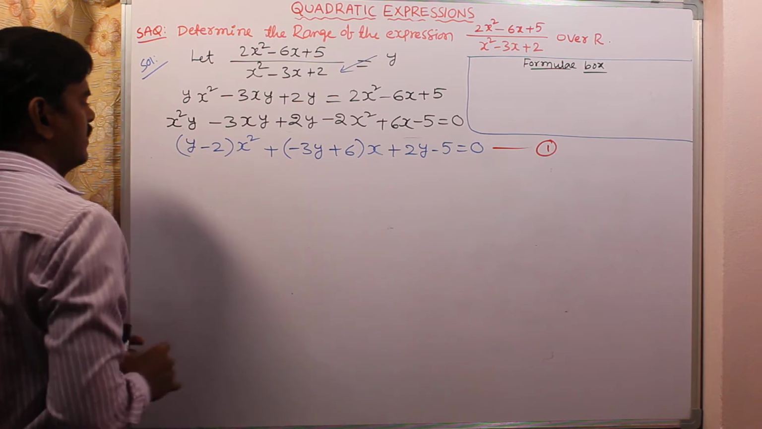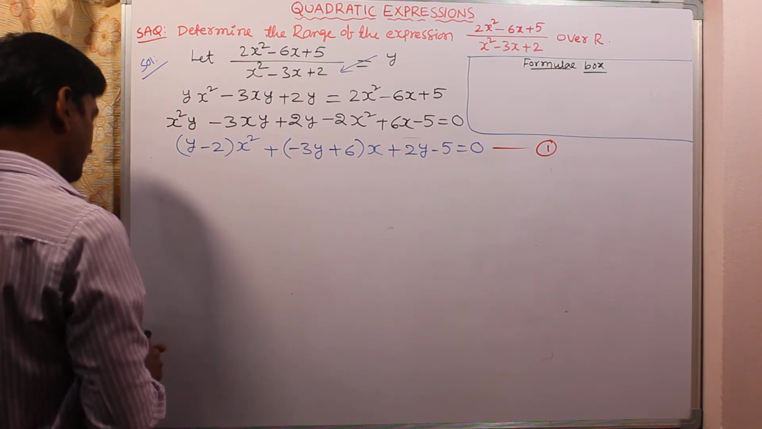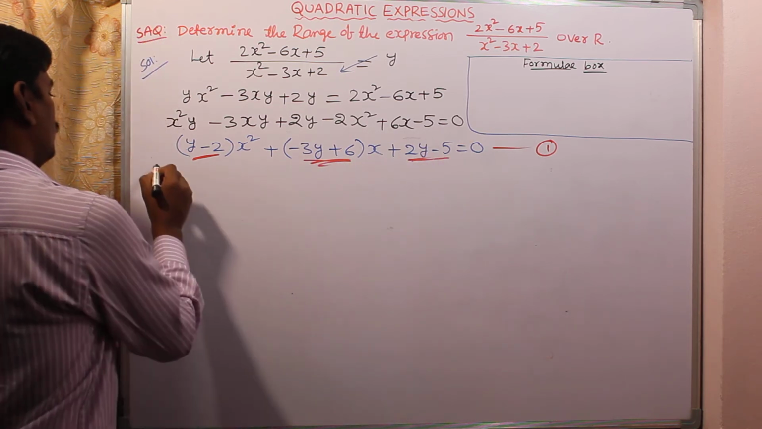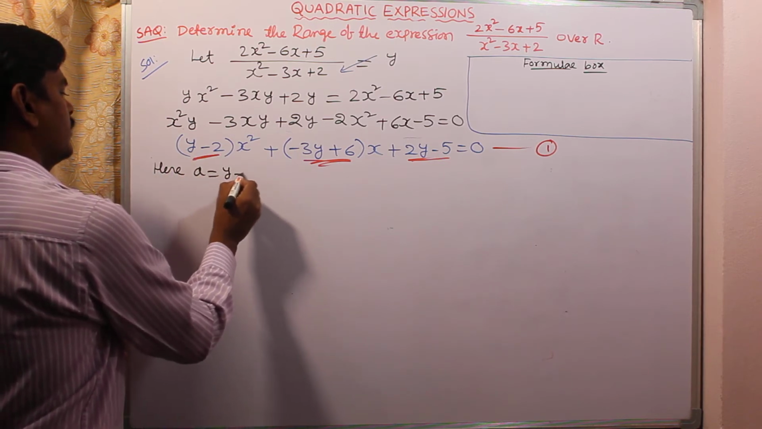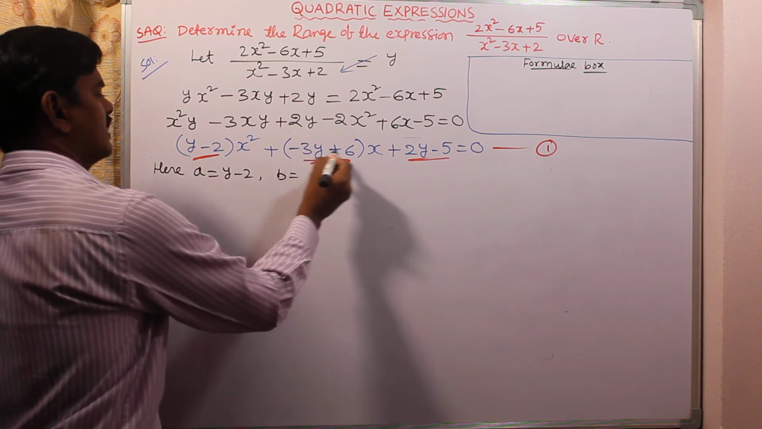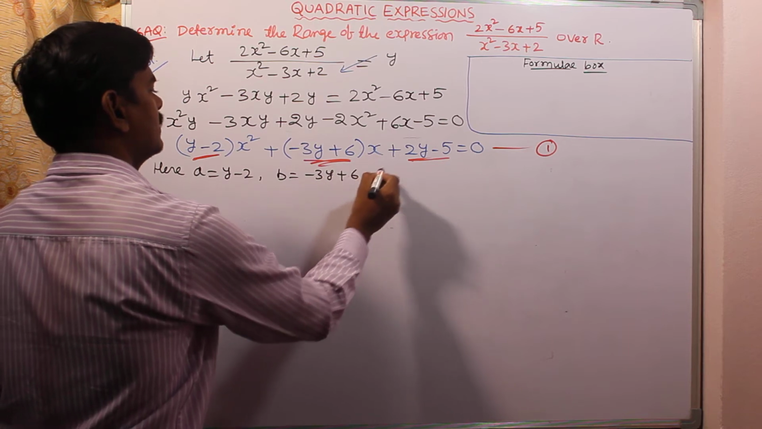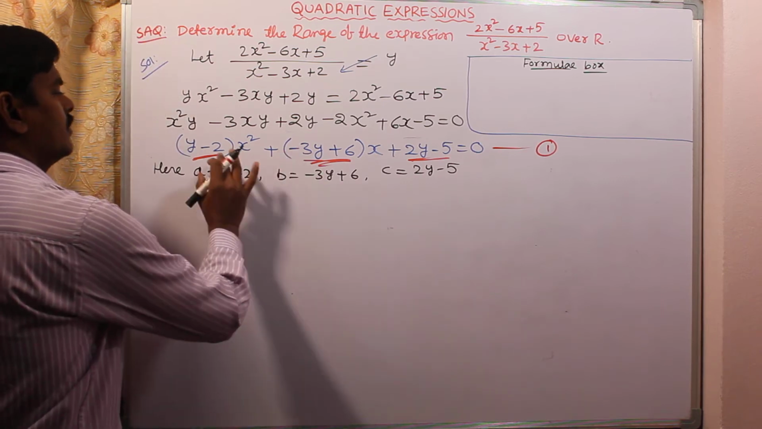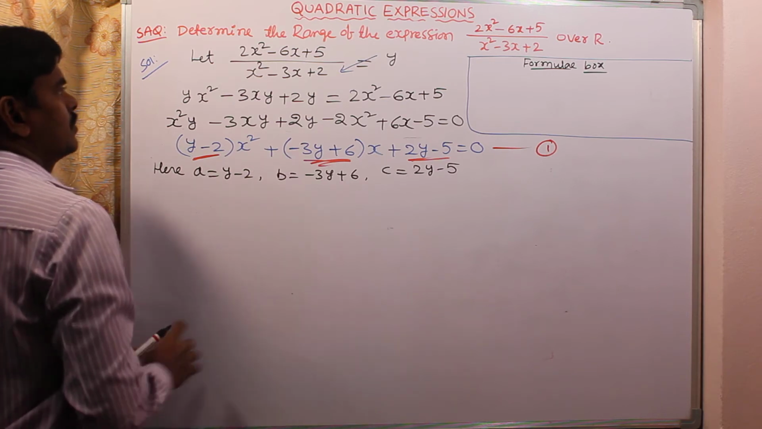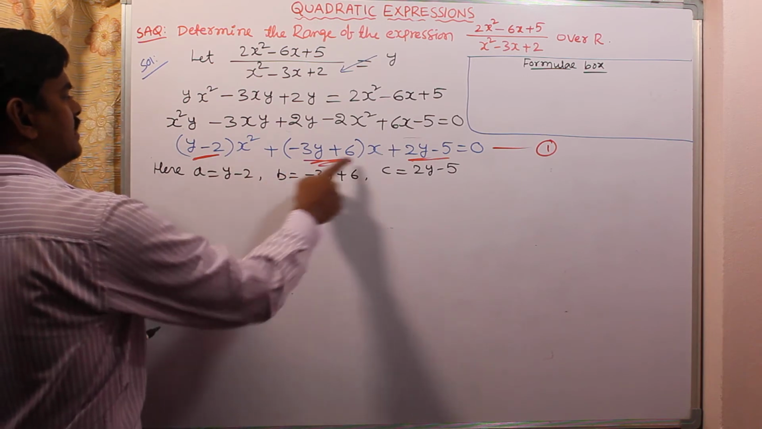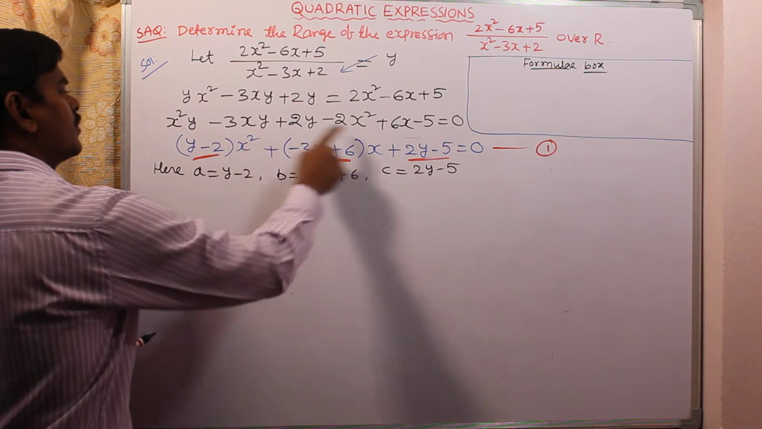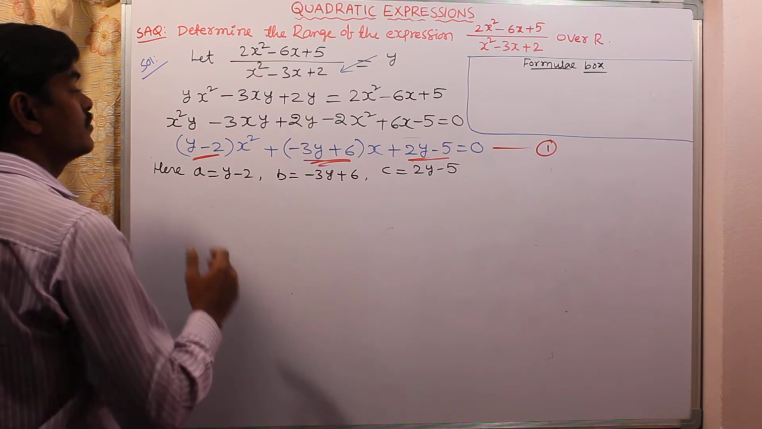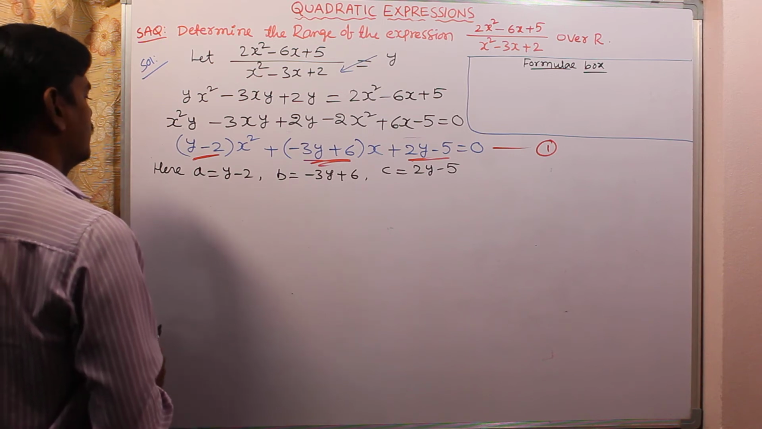So we got into the standard form, ax² + bx + c = 0. This is a, this is b and this is c. So let us write the values of a, b, c. Here a = y − 2, b = −3y + 6, c = 2y − 5. Now if you think about the nature of the roots of this quadratic equation, here x is given as real. Since x is real, the roots of equation 1 must be real, because we are going to get two values for x. Those two values must be real roots. So we have to write the reason here.